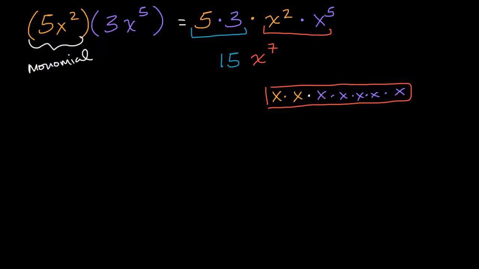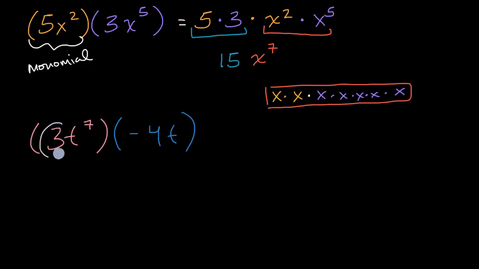Let's do one more example, and let's use a different variable this time, just to get some variety in there. Let's say we want to multiply the monomial, 3t to the 7th power, times another monomial, negative 4t. Pause this video and see if you can work through that. All right, so I'm going to do this one a little bit faster.